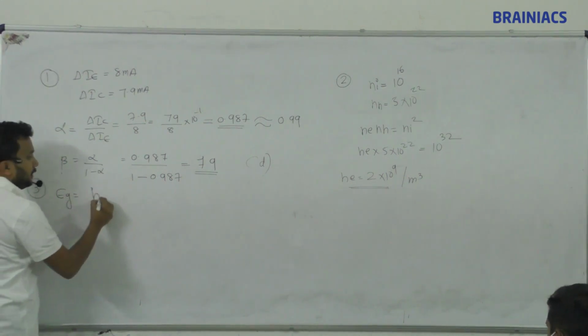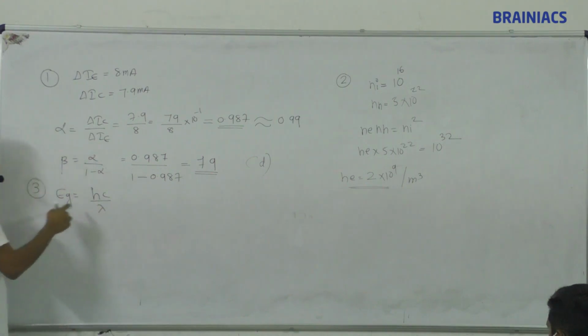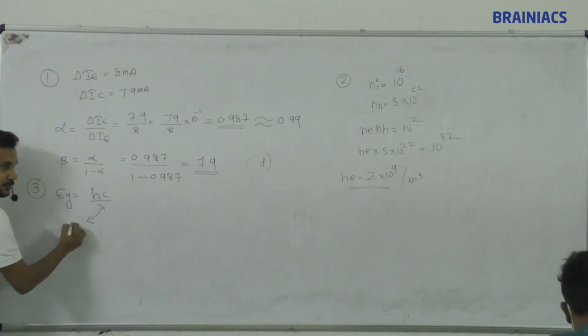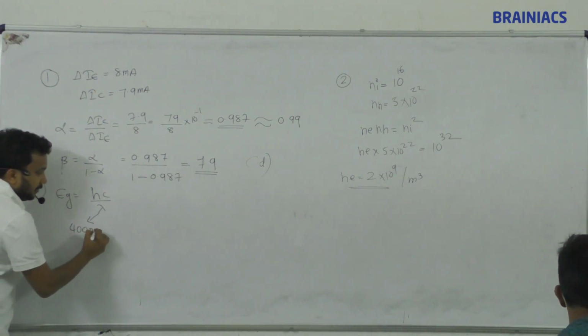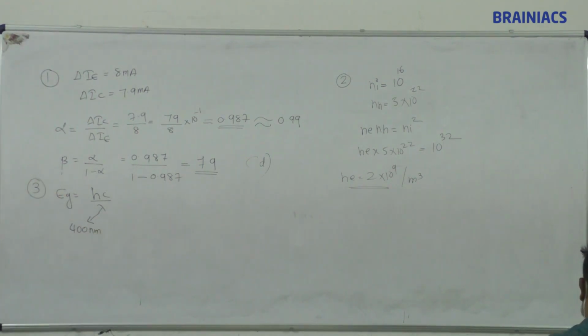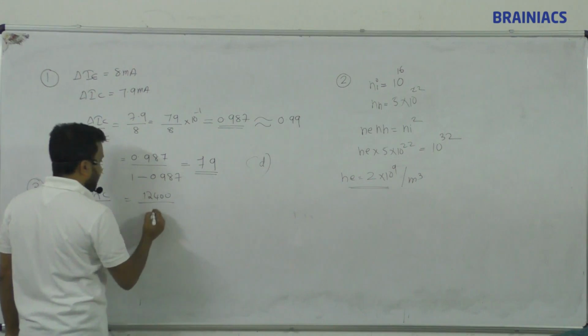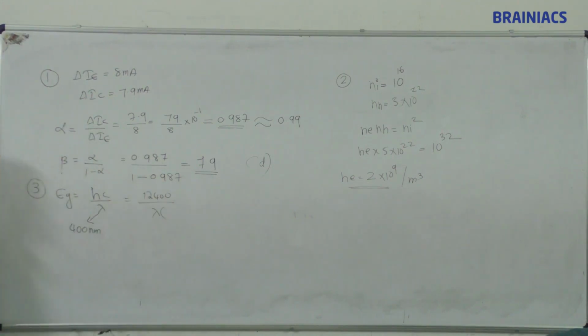Eg is equal to hc by lambda. Then what should be the value of lambda? What is the range of visible light? 400 nanometer to 700 nanometer. This you have to substitute. If you substitute 400 nanometer, you will get some value. But I told a shortcut for this one, right? 12400.